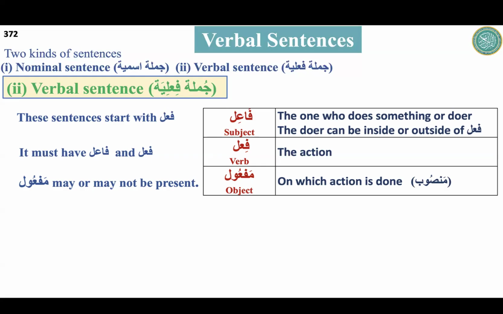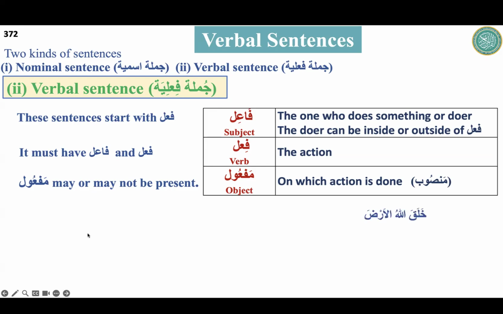Daniel, what is a verbal sentence? Verbal sentences are the other type of sentence that expresses a complete thought, and they start with fi'l. So, in one sentence, what is a verbal sentence? Sentences that start with a fi'l, a verb. Okay. How many parts can the verbal sentence have? There can be three parts: fi'l, fa'il, and maf'ul. Fi'l and fa'il are mandatory. Fi'l is verb, fa'il is subject. Maf'ul might or might not be there, and that's the object. Okay, thank you.